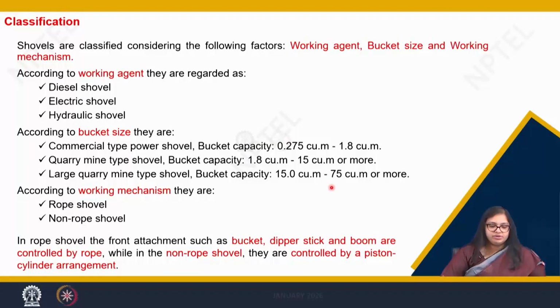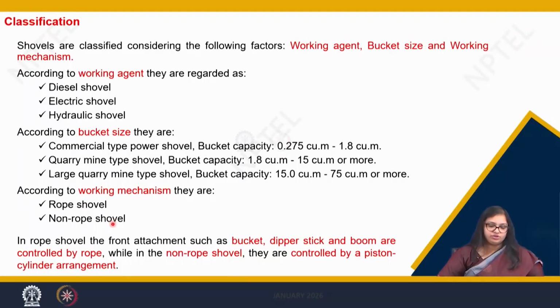Now, when we talk about the working mechanism, they can be rope shovels or non-rope shovels. Here, as we were talking about the working agent, a rope shovel or a non-rope shovel can be a diesel shovel or an electric shovel, depending on the power house where the power is getting generated and what kind of power helps in driving the different components of the shovel.